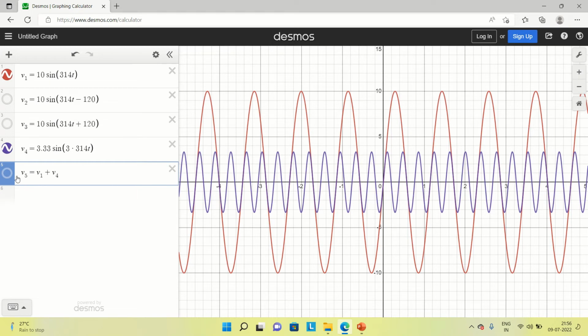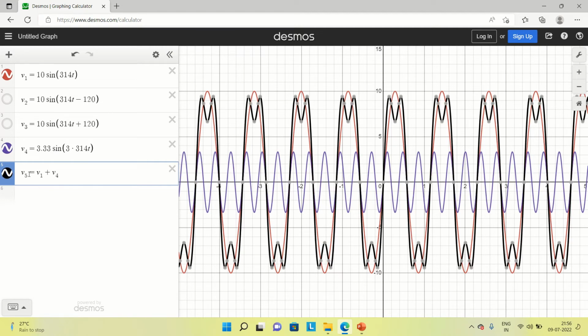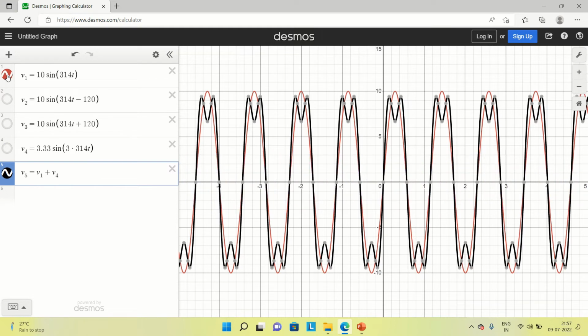Okay, so when I go for sum of this fundamental and third harmonic signal, so have a look at this one. So this black color representing your fundamental plus third harmonic signal. Let me choose only third harmonic signal added with fundamental. Okay, so how can I say this signal has only third harmonic imposed to the fundamental signal?